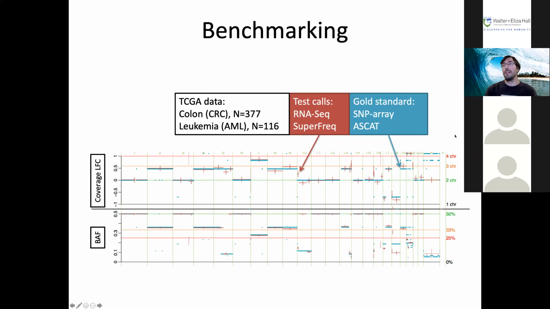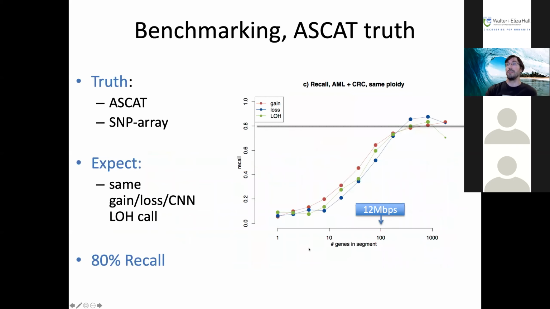So we can still benchmark, right? When there's a gain in the SNP array, we check: is that gain recalled from the RNA-Seq data? And we can then check recall for gain, loss, and copy number neutral LOH, copy number neutral loss of heterozygosity. We then stratify this by the size of the segment.